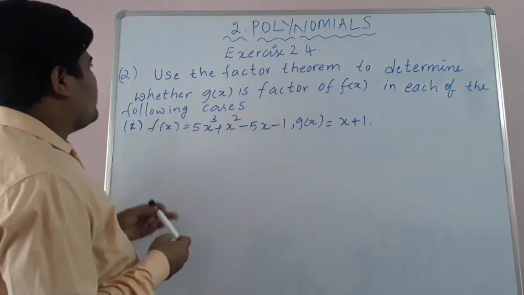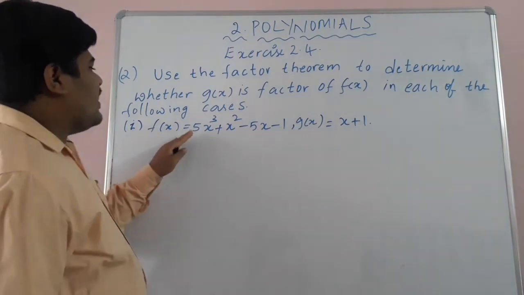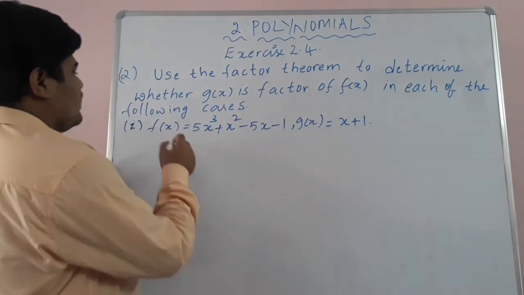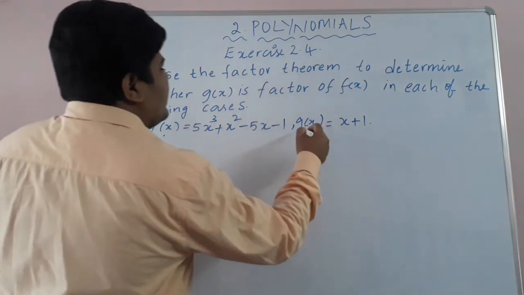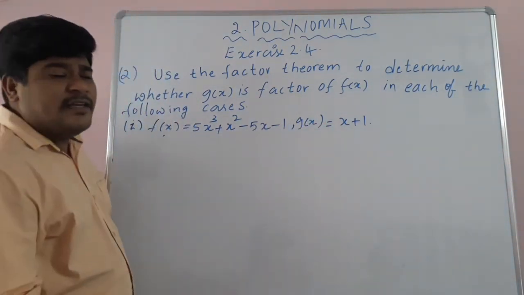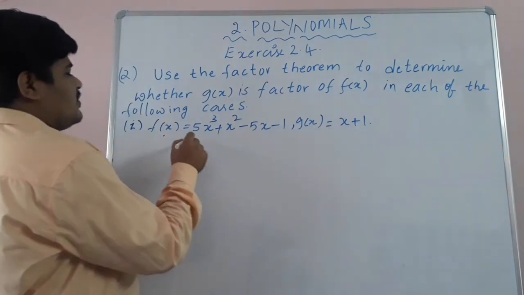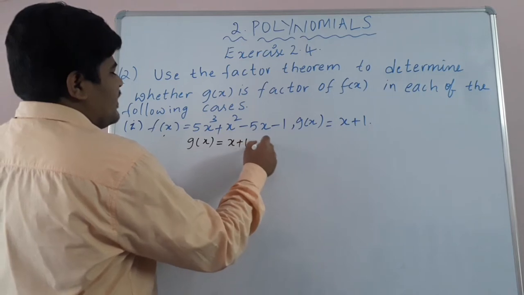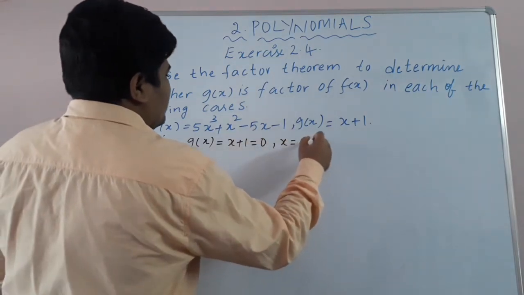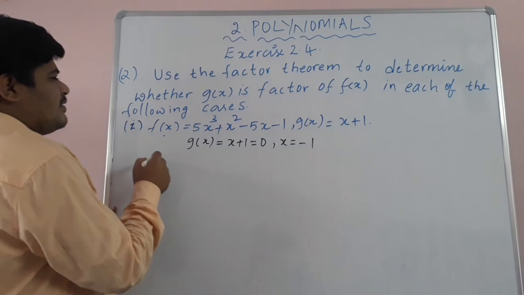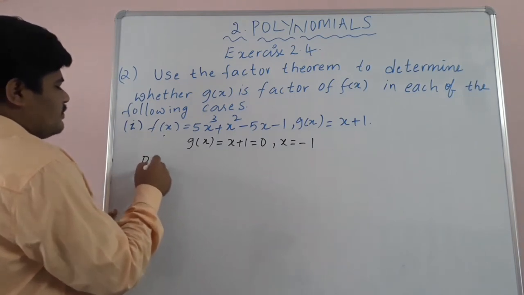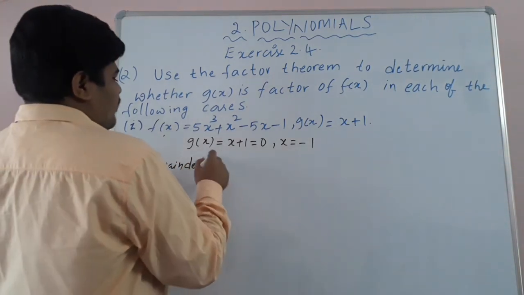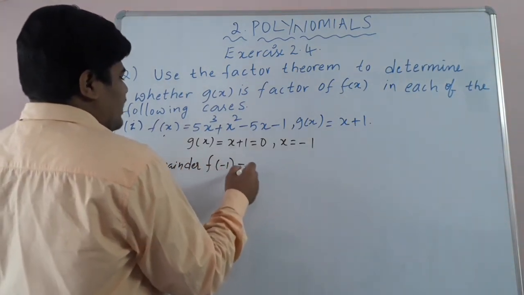Now children, let's see the first problem in this. F of x is given as 5x cube plus x square minus 5x minus 1. G of x is equal to x plus 1. So children, we need to find the remainder. If the remainder is 0, then g of x is a factor. So equate g of x to 0, means x plus 1 is equal to 0, then x is equal to minus 1. So we need to find the remainder. By the remainder theorem, the remainder is f of minus 1.